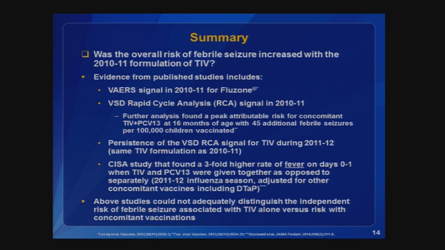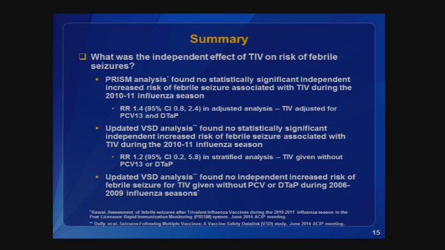So what was the independent effect of TIV on the risk of febrile seizures? The PRISM analysis found no statistically significant independent increased risk of febrile seizure associated with TIV during the 2010-2011 influenza season. You saw the relative risk of 1.4 with the non-significant confidence interval, and this was an adjusted analysis, TIV adjusted for PCV13 and DTaP.